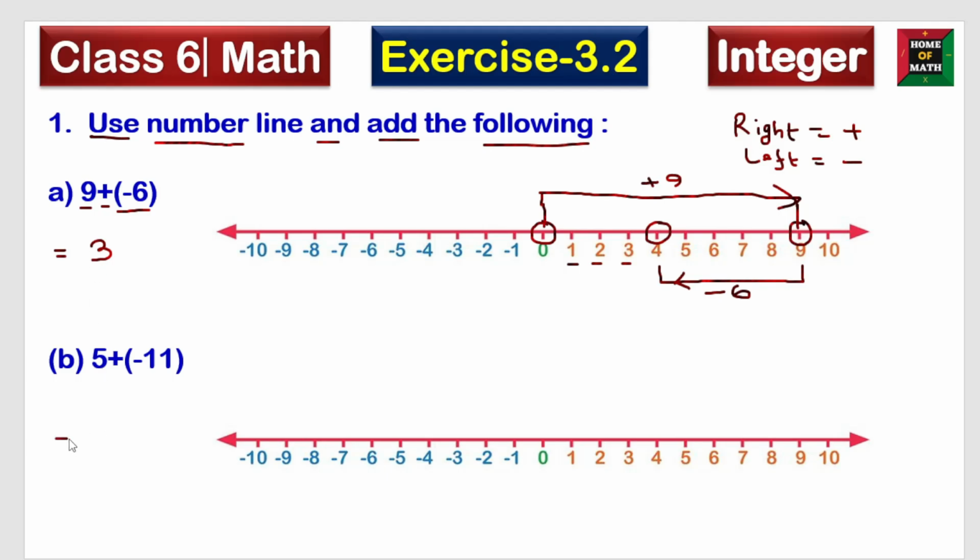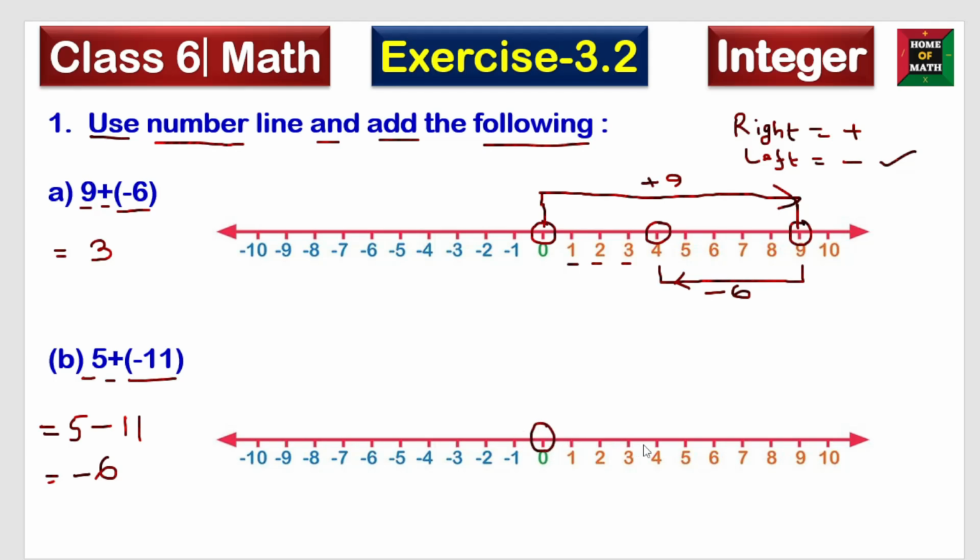Okay, next one. Number B, 5 plus and then minus 11. So what does it mean? This is 5 plus and minus, minus, then 11. So look, we know basic algebra, 5 minus 11, it should be minus 6. So now we should draw.